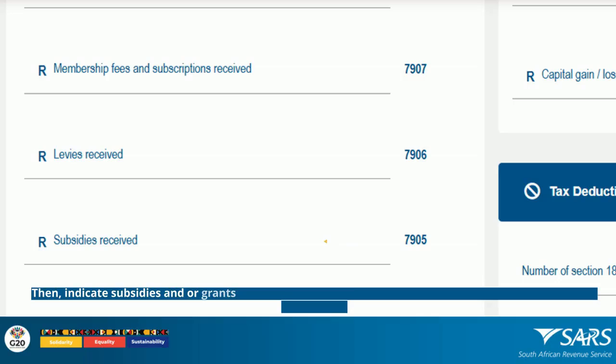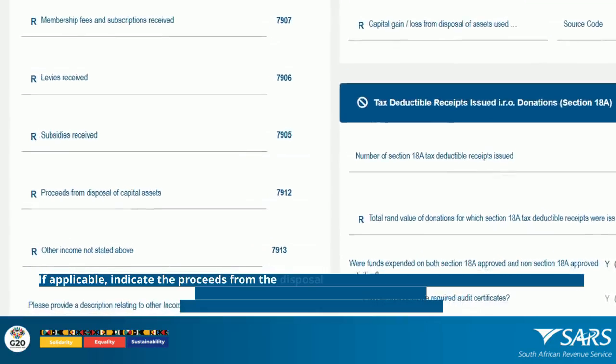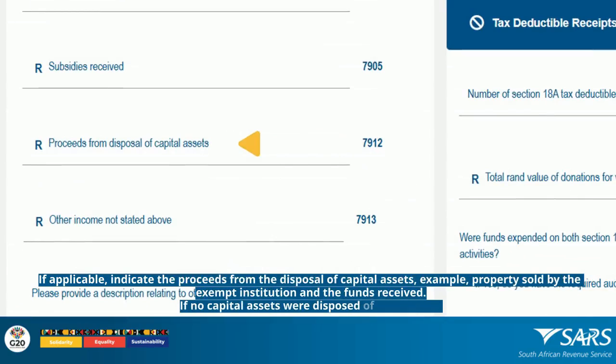Then, indicate subsidies and/or grants received, if applicable. If no subsidies and/or grants were received, indicate 0. If applicable, indicate the proceeds from the disposal of capital assets. Example, property sold by the exempt institution and the funds received. If no capital assets were disposed of, indicate 0.